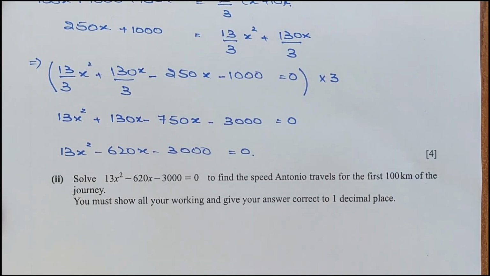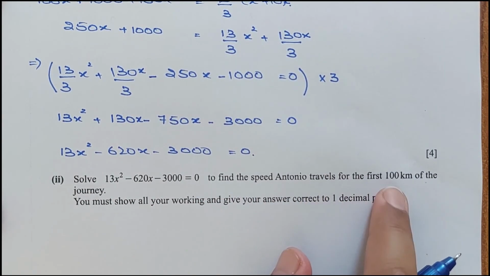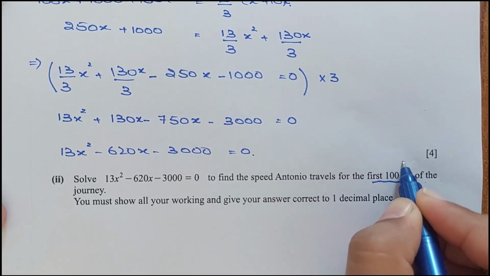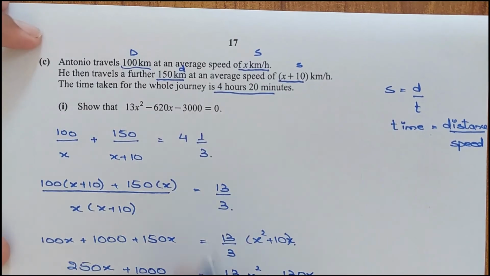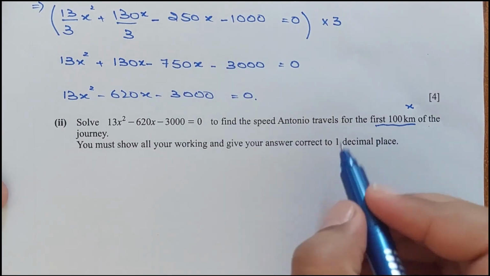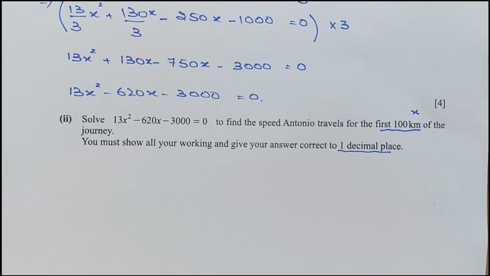Now for the second part, solve this equation to find the speed at which Antonio travels for the first 100 kilometers of the journey. The speed for the first 100 kilometers is x, as we have been given the average speed for the first 100 kilometers is x. You must show all your working and give your answer correct to one decimal place, and it should be positive because speed can never be negative. So let me apply the quadratic formula and simplify the speed.